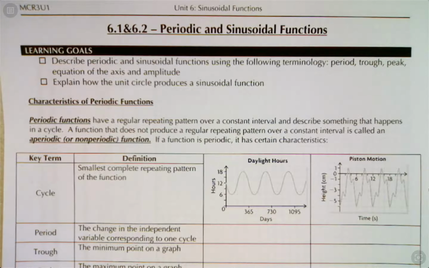Sinusoidal functions, the biggest difference is that they are still periodic, and we'll explore what that means in a second, but they reference specifically sine and cosine and their graphs and their properties. So we'll look at those in the second part of the lesson. But for the purpose of this video, we're going to look at periodic.